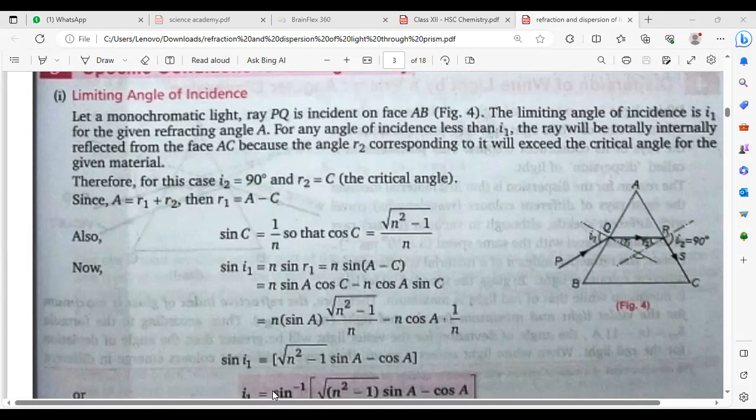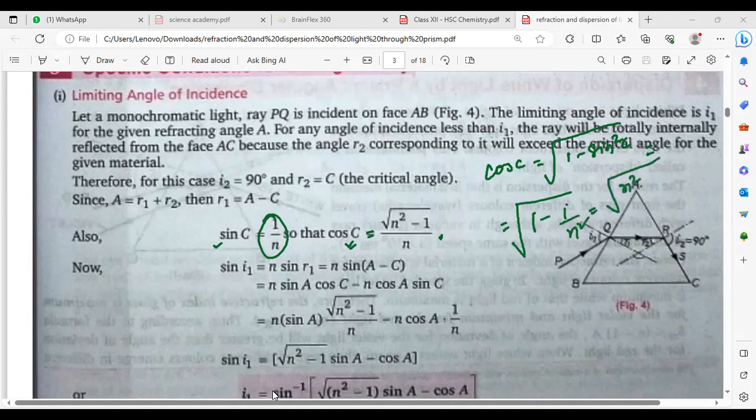Also we have, it is given that we have sin C is equal to 1 by mu. So for cos C will be equal to root under n square minus 1 by n. sin C अगर ये वैल्यू है, cos C is equal to root under 1 minus sin square C, that is root under 1 minus 1 by n square, which is root under n square minus 1 by n square. This will become root under n square minus 1 by n. Is that okay?